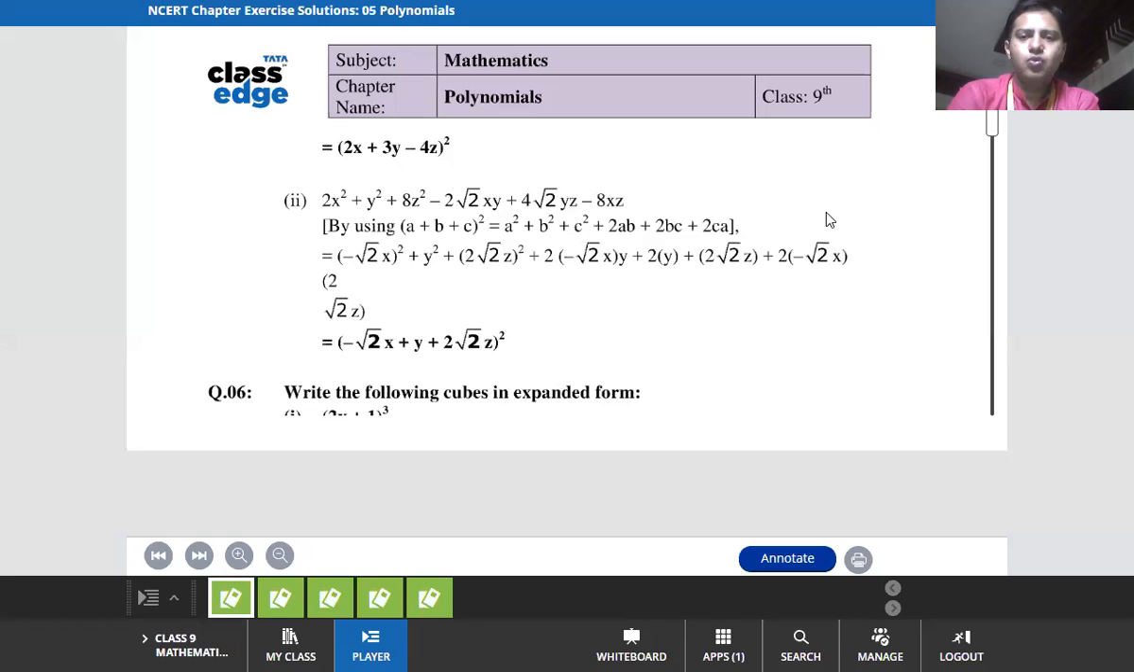Now just have a look at question number 6. It is nothing but a plus b whole cube. Just try to solve it by yourself. That's all for the day.